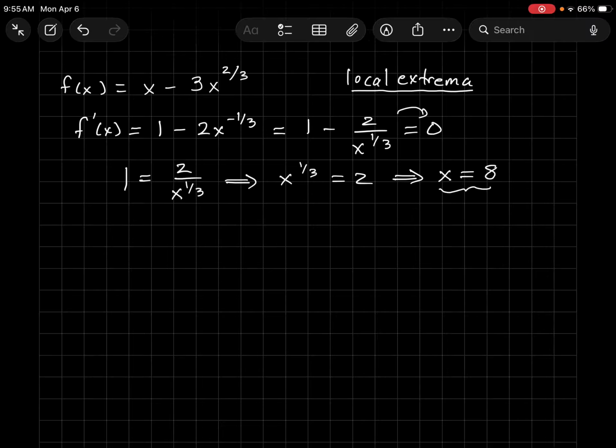Except that I intentionally made a mistake, or really left off something. Students get so much in the habit of finding when f prime equals 0, they sometimes forget to check, is f prime undefined anywhere?